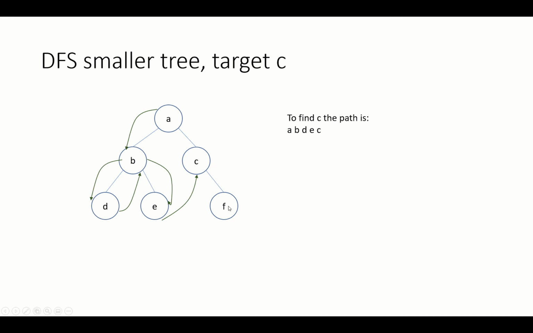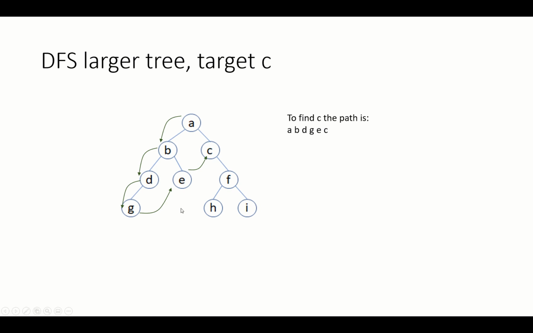We, of course, don't visit F because once we visit C, we stop because it's a search. If it was a traversal, we would continue on to F, and then the traversal would be done. So let's expand that tree a little bit. Here I've taken the same base tree, A, B, D, E, C, and I've added some more nodes to it. So now we go down all the way to G.